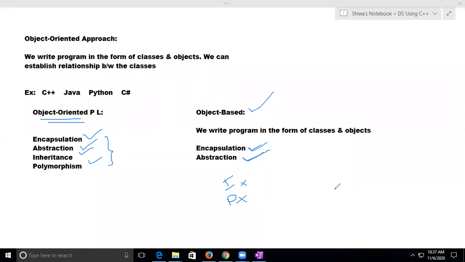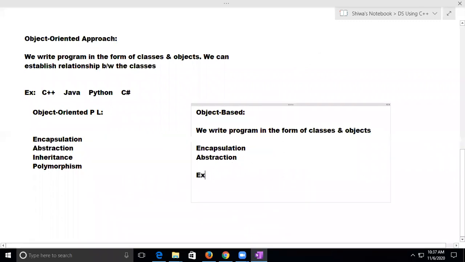Then what are the examples of object based? Listen, once upon a time we were using the VB language. In the 1990s we were using VB language. VB stands for Visual Basic. The last version of Visual Basic is 6.0. Later they didn't release any VB because VB has some drawbacks. Later, they merged this VB language into the .NET languages, VB.NET.